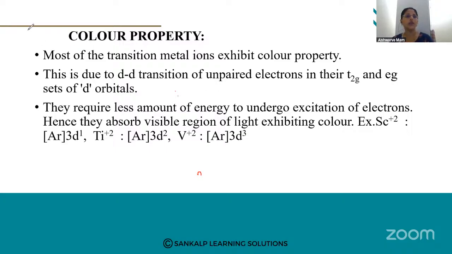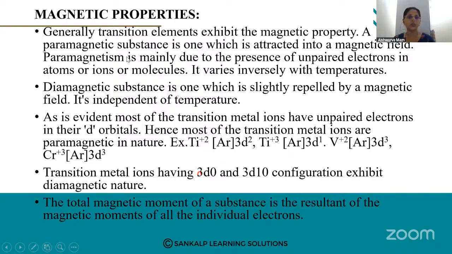Then you have the next property, and you can see here, they absorb in the visible region, exhibiting color. Okay, magnetic properties, very important. Generally, transition elements exhibit magnetic properties, which means they behave like a magnet. So you have paramagnetic substances, diamagnetic substances, and ferromagnetic substances also.